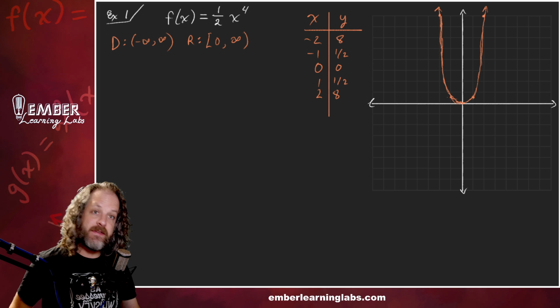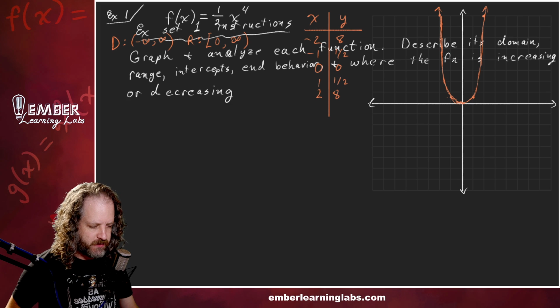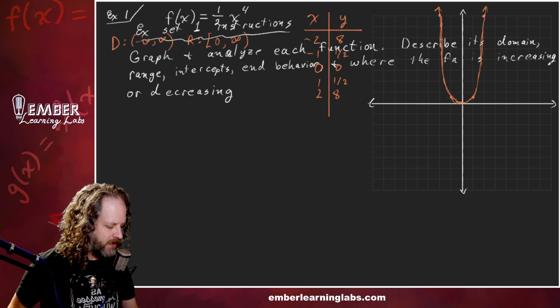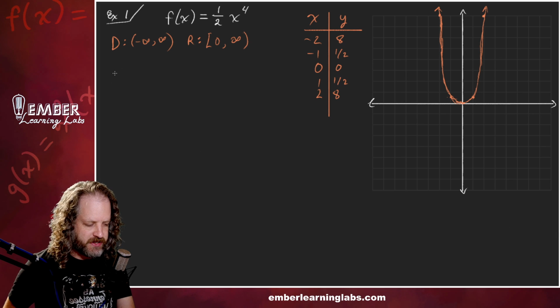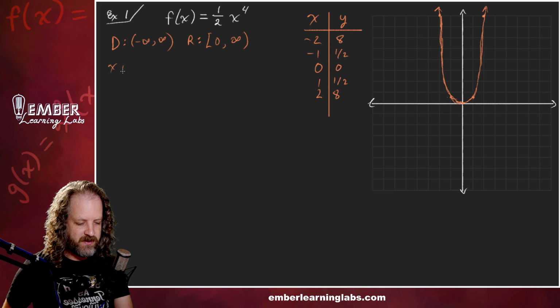All right, and you probably have it on the same page, but I need to flip back and see what else we are supposed to be finding. We're finding domain, range, intercepts, end behavior, and where the function is increasing and decreasing, right? Domain, range, intercepts. So the X and Y intercept, right? X and Y intercept.